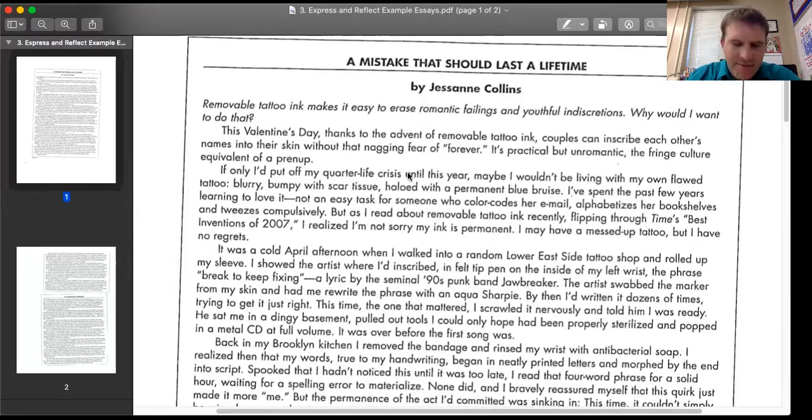Only if I could put off my quarter-life crisis until this year, maybe I wouldn't be living with my own flawed tattoo. Blurry, bumpy, with scar tissue, haloed with a permanent blue bruise. I've spent the past few years learning to love it. Not an easy task for someone who color codes her emails, alphabetizes her bookshelf, and tweets it compulsively. But as I read about removable ink recently, flipping through Time's Best Inventions of 2007, I realized that I'm not sorry my ink is permanent. I may have a messed up tattoo, but I have no regrets.